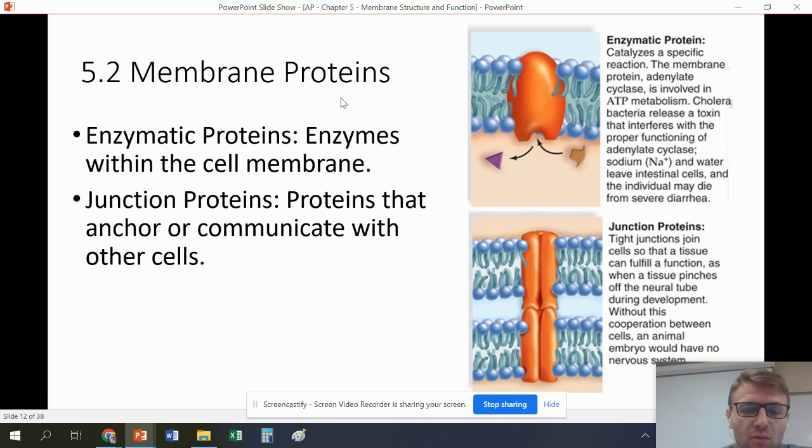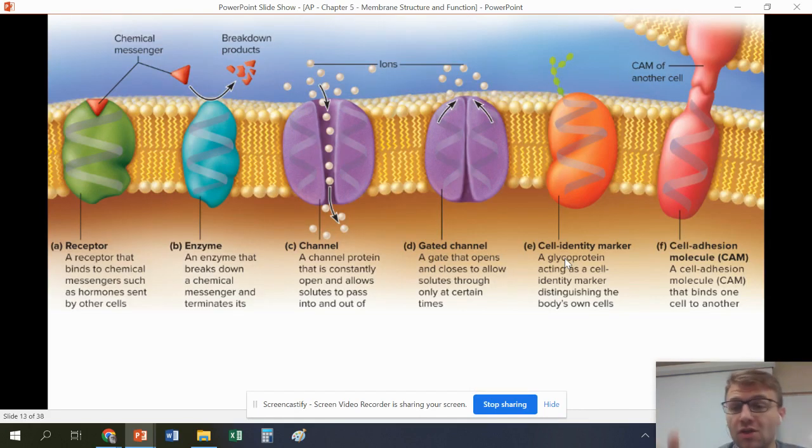Junction proteins, these will facilitate communication between two cells. You can see two membranes here, 1 and 2. But these allow for the passage, and basically these are like carrier or channel proteins that allow for the passage of molecules between cells, but they just conjoin two cells together. This is all that there is for this section.